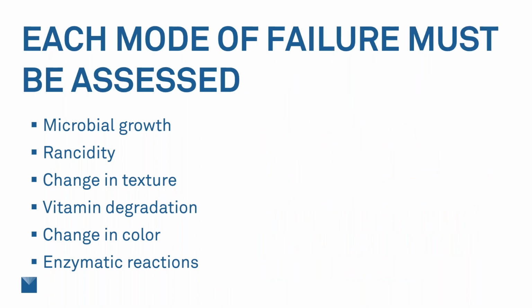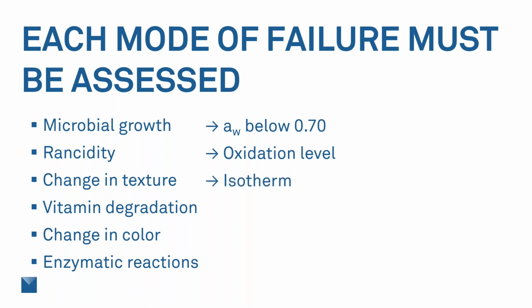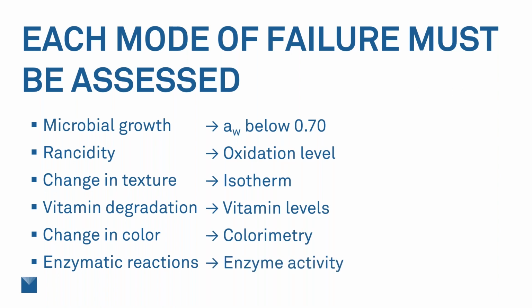So for each mode of failure, you have to assess why these are occurring. For microbial growth, you need to keep your water activity below 0.7. If rancidity is your mode of failure, then you need to be measuring your oxidation levels. If change of texture results in ending your shelf life, you will need an isotherm, like we just discussed. For vitamin degradation, you need to measure your vitamin levels. Changes in color can be assessed using colorimetry. And finally, enzymatic reactions can be assessed by looking at enzyme activity.